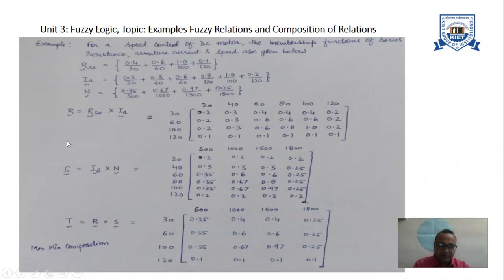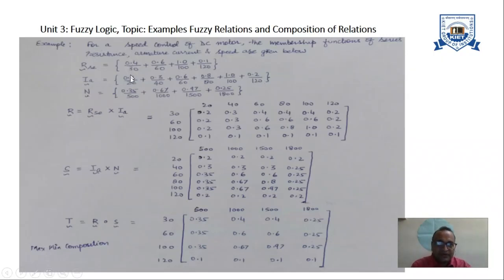Once these two fuzzy relations have been achieved, our further objective is to find the composition of these two binary relations, and they will establish a relationship between the series resistance and the speed of the motor. See here how I am making the Cartesian product of the first two fuzzy sets. For 30 ohm resistance, I am making a relationship with 20, 40, 60, 80, 100 and 120 ampere of current.